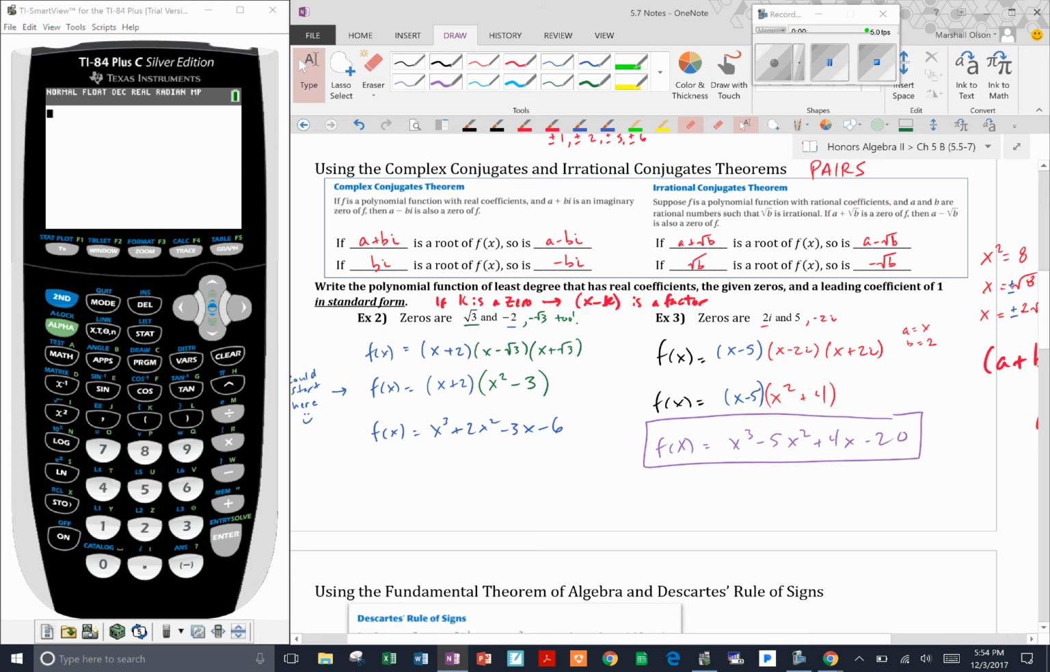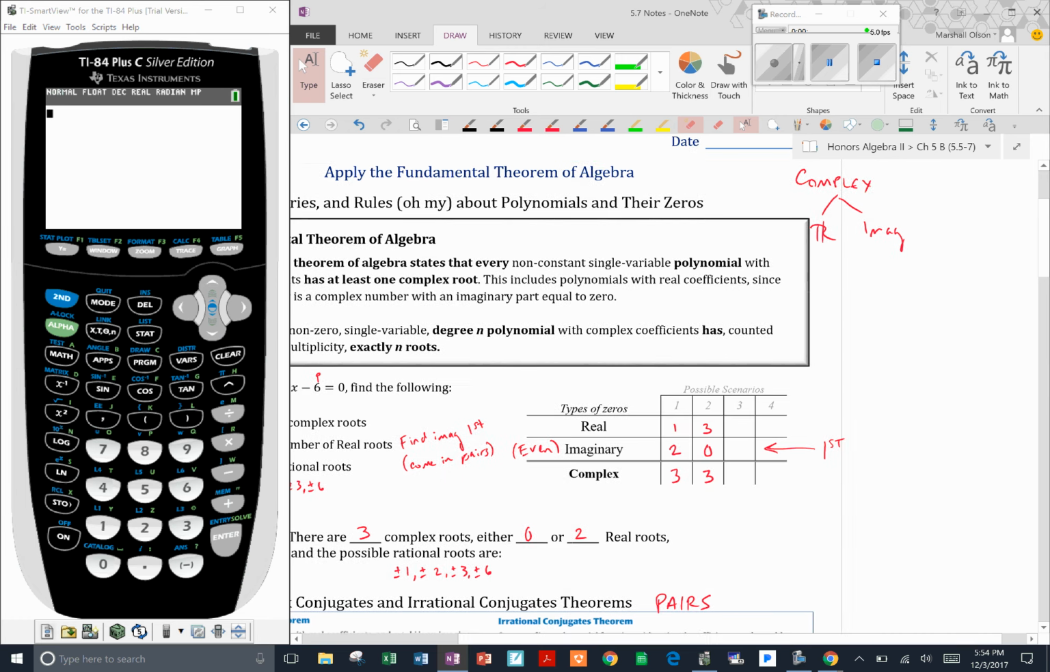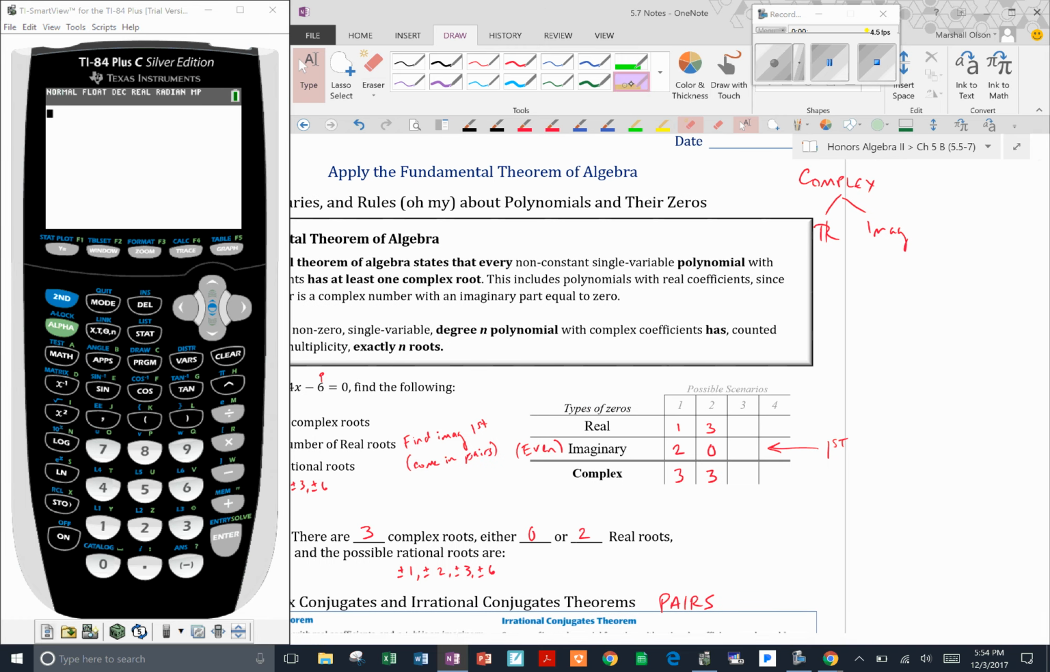Yesterday, or I should say in the other video, we looked at the total number of zeros in a polynomial, called the complex zeros, and then split that up into real and imaginary just by understanding that imaginary come in pairs. So we started at the highest even number that we could and then went down by 2 until we got to 0. So if we had a quintic polynomial, for example, degree 5, then we would actually have either 4, 2, or 0 possible imaginary zeros.